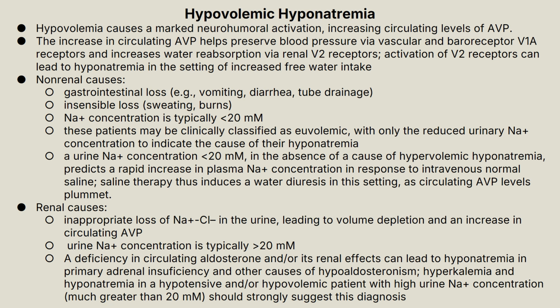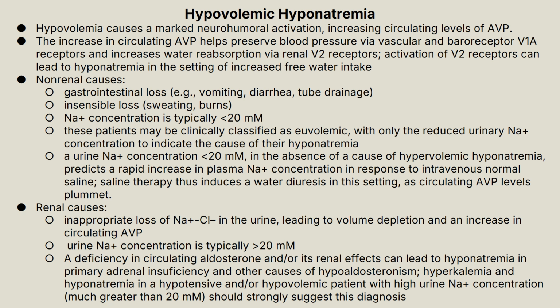Now, of course, we have to reiterate the point that in cases where we have hypokalemic alkalosis, the urinary sodium concentration may be more than 20 millimoles, so we have to look for urinary chloride excretion. The renal cause of hypovolemic hyponatremia is an inappropriate loss of sodium chloride in the urine, leading to volume depletion and an increase in circulating AVP. Urine sodium concentration is typically more than 20 millimoles.